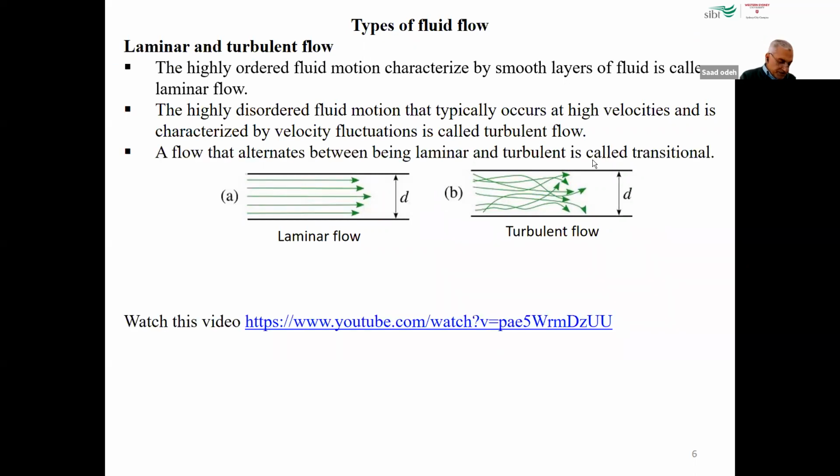You can refer to this video to have more information about how it looks. I strongly advise you to go through it after the lecture. Just click on this YouTube link and you'll find more information about laminar and turbulent flow. In between these two flows there is what we call transition, because it's not half turbulent, half laminar. We call this the transition period.